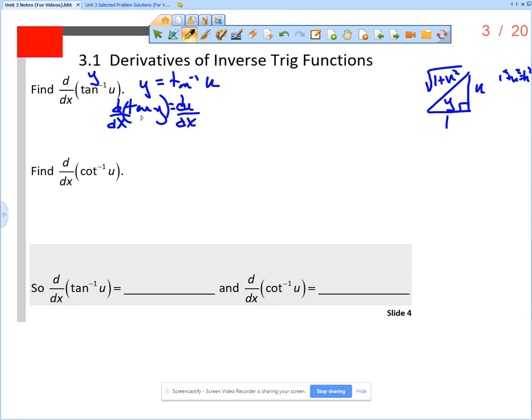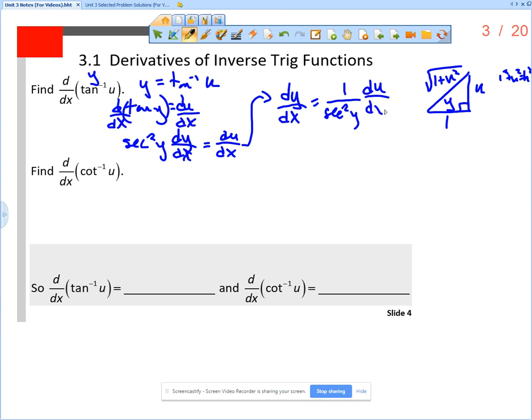All right, so what is the derivative with respect to x of the tangent of y? Derivative of tangent is secant squared of y times dy dx equals du dx. So now solve for dy dx. All right, so solve for dy dx, I divide by secant squared. So dy dx equals 1 over the secant squared of y times du dx. All right, 1 over secant squared, that's actually just cosine squared. So dy dx is equal to cosine squared of y du dx.